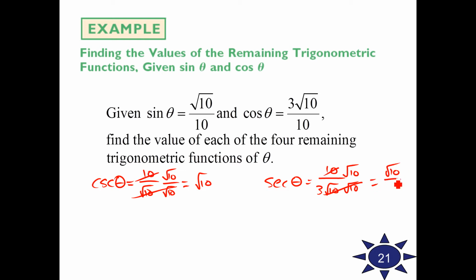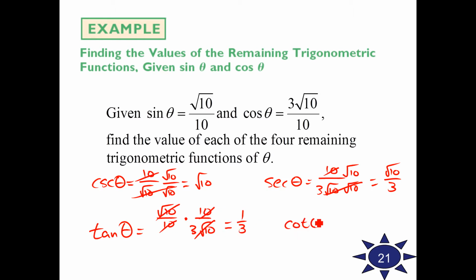I think you're probably starting to see the patterns for flipping these over. We'll talk about that a little bit more later on. And lastly, let's get the tangent. So we know the tangent is sine over cosine, so root 10 over 10, divided by cosine or times the reciprocal, 10 over 3 root 10. Cancel, cancel, cancel, cancel. Tangent is 1 over 3, which means that cotangent is 3 over 1, or just 3. Try problem 21.